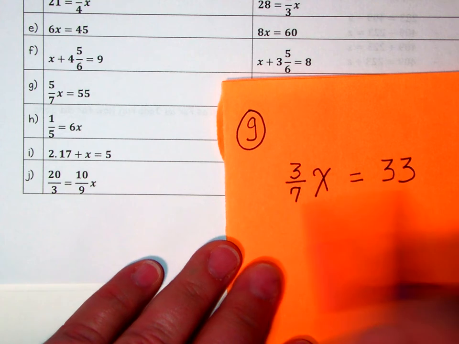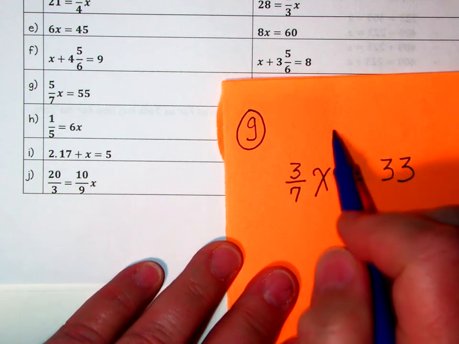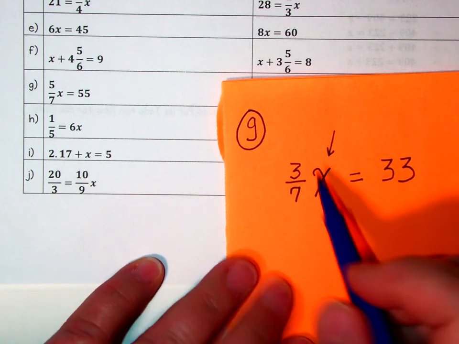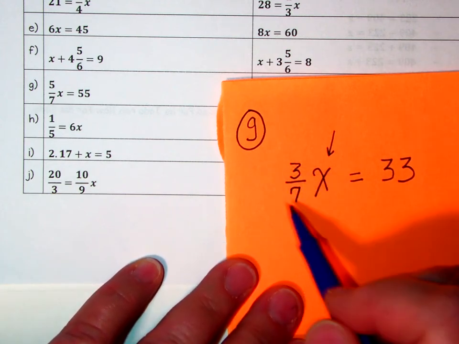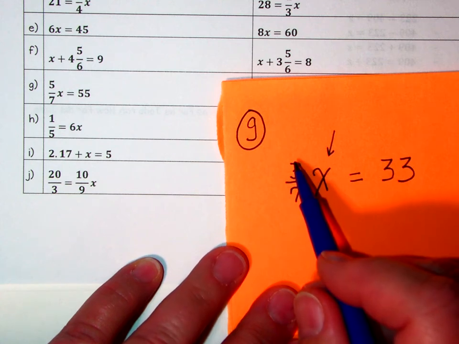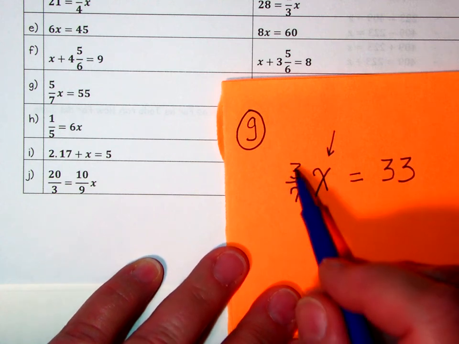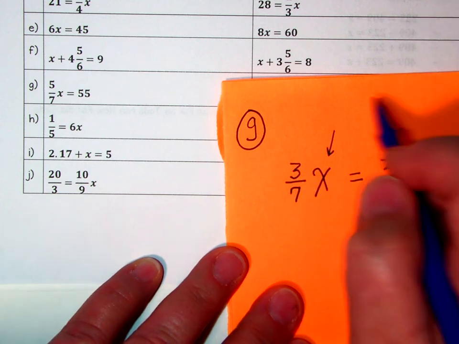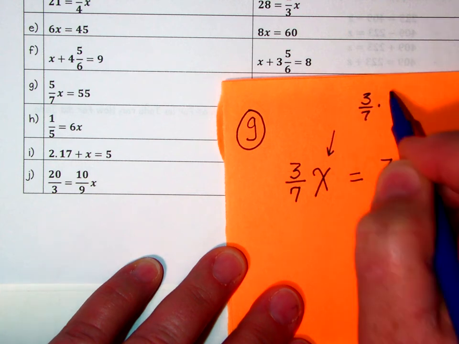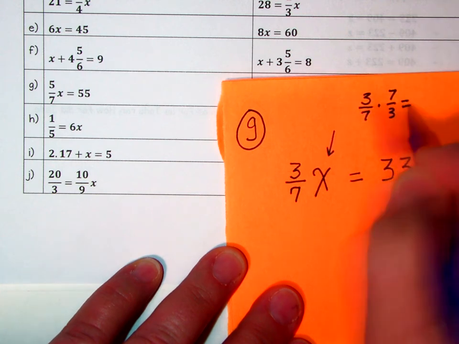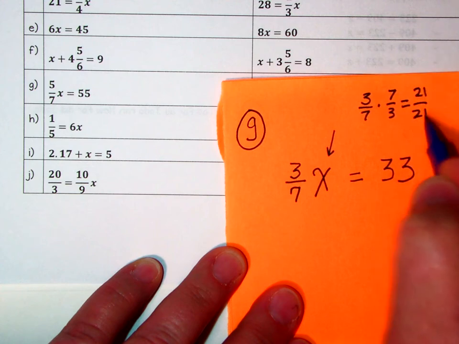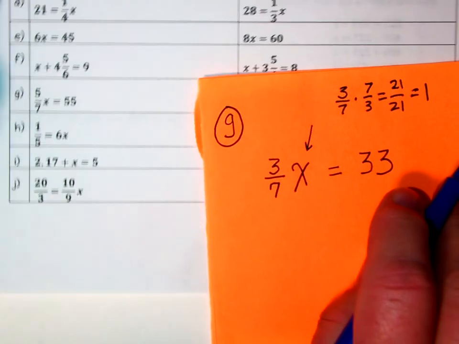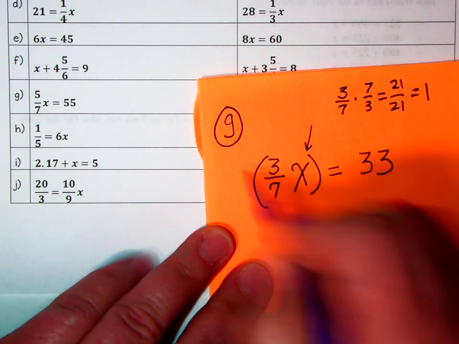Okay, problem G might look a little intimidating at first. Your goal is always to get 1x by itself on one side of the equal sign. But you need to remember what we talked about with reciprocals. So if I want to multiply 3/7 by something to make this into 1, I would multiply by its reciprocal, 7/3, because that gives me 21 over 21, which is equal to 1. So I am going to multiply both sides of this equation by 7/3.